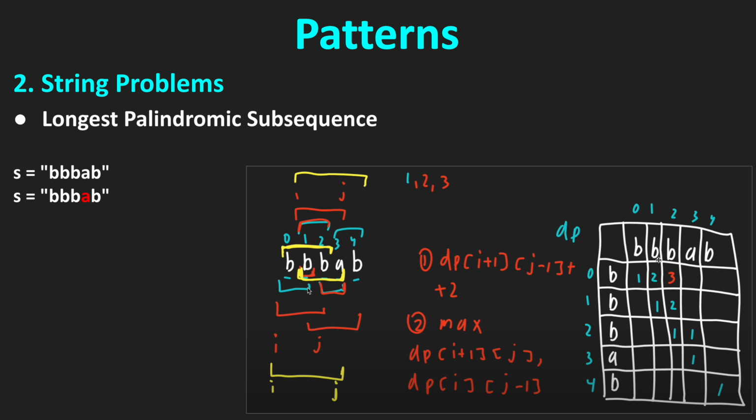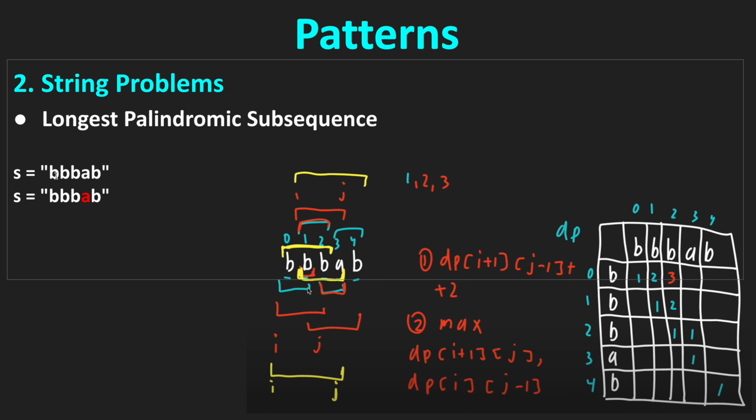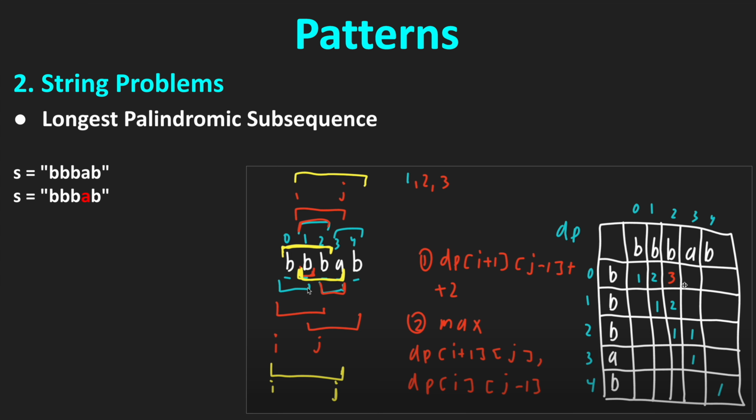0 and 1, right? So for the 0 and the 1, B is equal to B, so we are storing that the longest palindromic subsequence is 2, and so on. So we are populating these values. And so what we do, right?